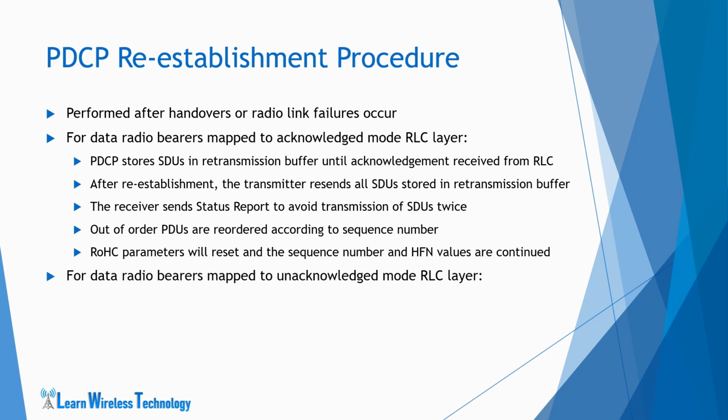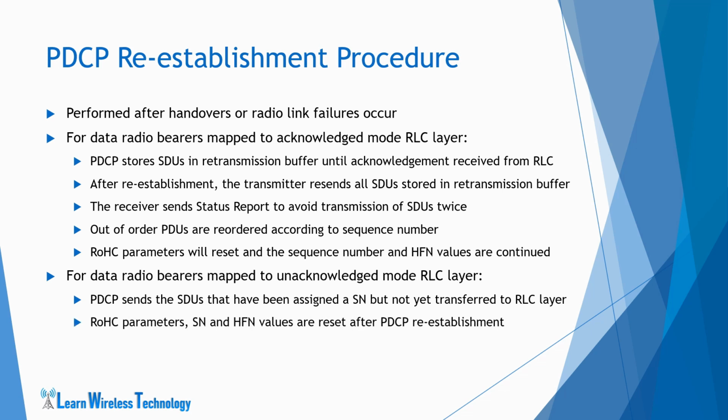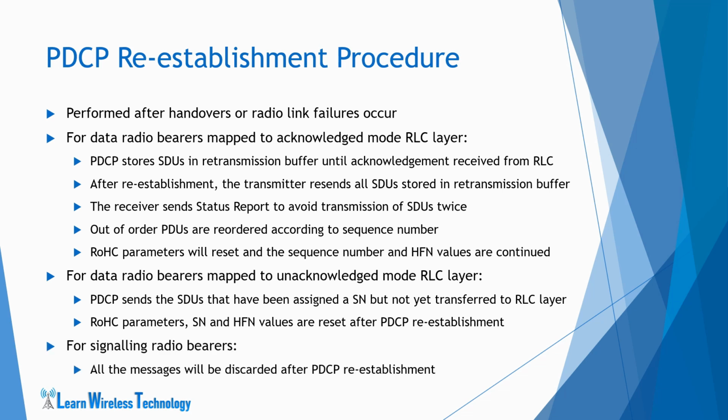When the data radio bearers are mapped on RLC unacknowledged mode and PDCP re-establishment happens, the SDUs that have been assigned a sequence number but not yet transferred to RLC layer will now be transferred. The values of sequence number and HFN along with the ROHC parameters are reset. And in case of signaling radio bearers, all the messages will be discarded and the sequence number and HFN values will be reset when the PDCP re-establishment takes place.